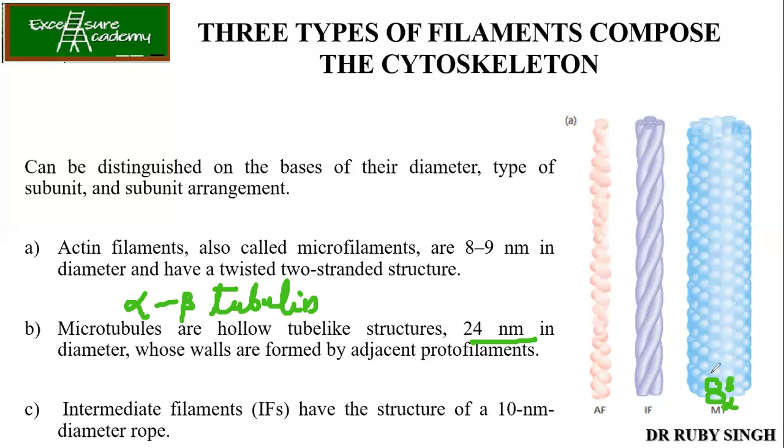So can you see how nicely they are arranged? Each one is called one protofilament. And together these protofilaments form the microtubules. And that's why in between we have the hollow space. So here in the center it is hollow.